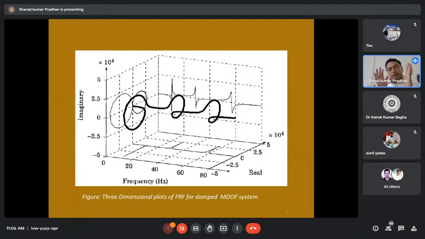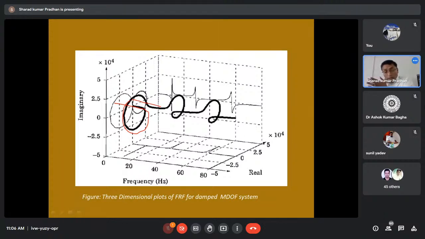Try to correlate these representations with single degree of freedom. In case of single degree of freedom, we were getting only a single circle like this. But this is multi-degree of freedom, and don't think only 3 circles are visible.